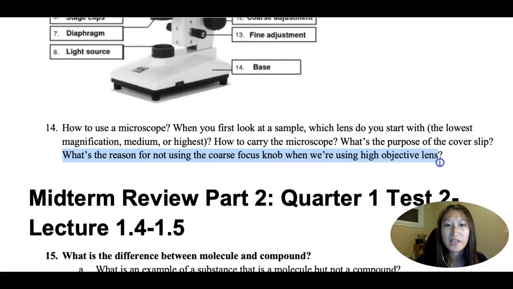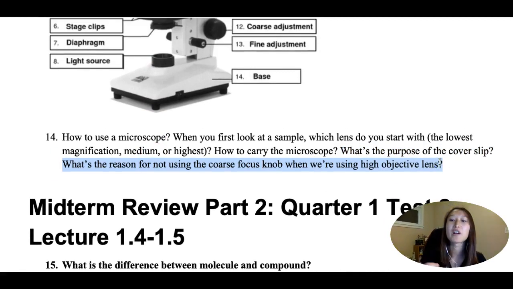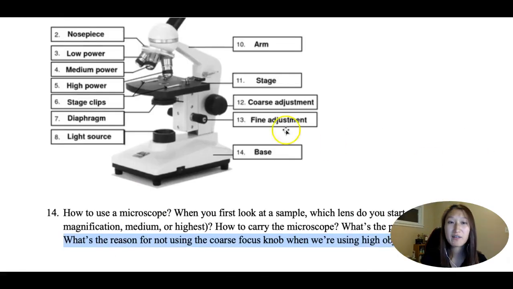What is the reason for not using the coarse focus knob when we're on the high objective lens? When you're on the high objective lens, the lens itself is already really long. So if you use the coarse adjustment, which moves the stage up and down a lot, you might squeeze the stage onto the lens and break the lens.